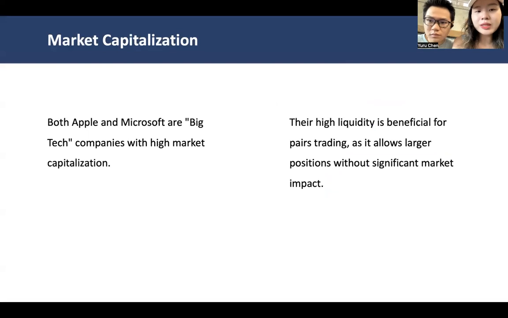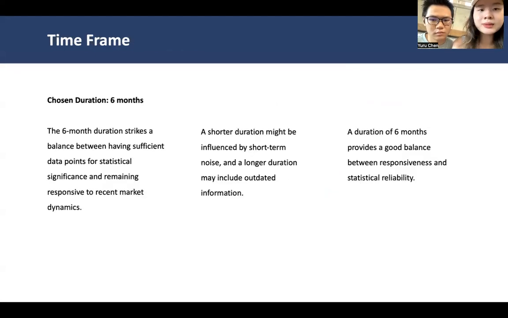For the market capitalization, we can see that both Apple and Microsoft are big tech companies, so they have very high market capitalization. And because of their high liquidity, it allows larger positions without significant market impact.